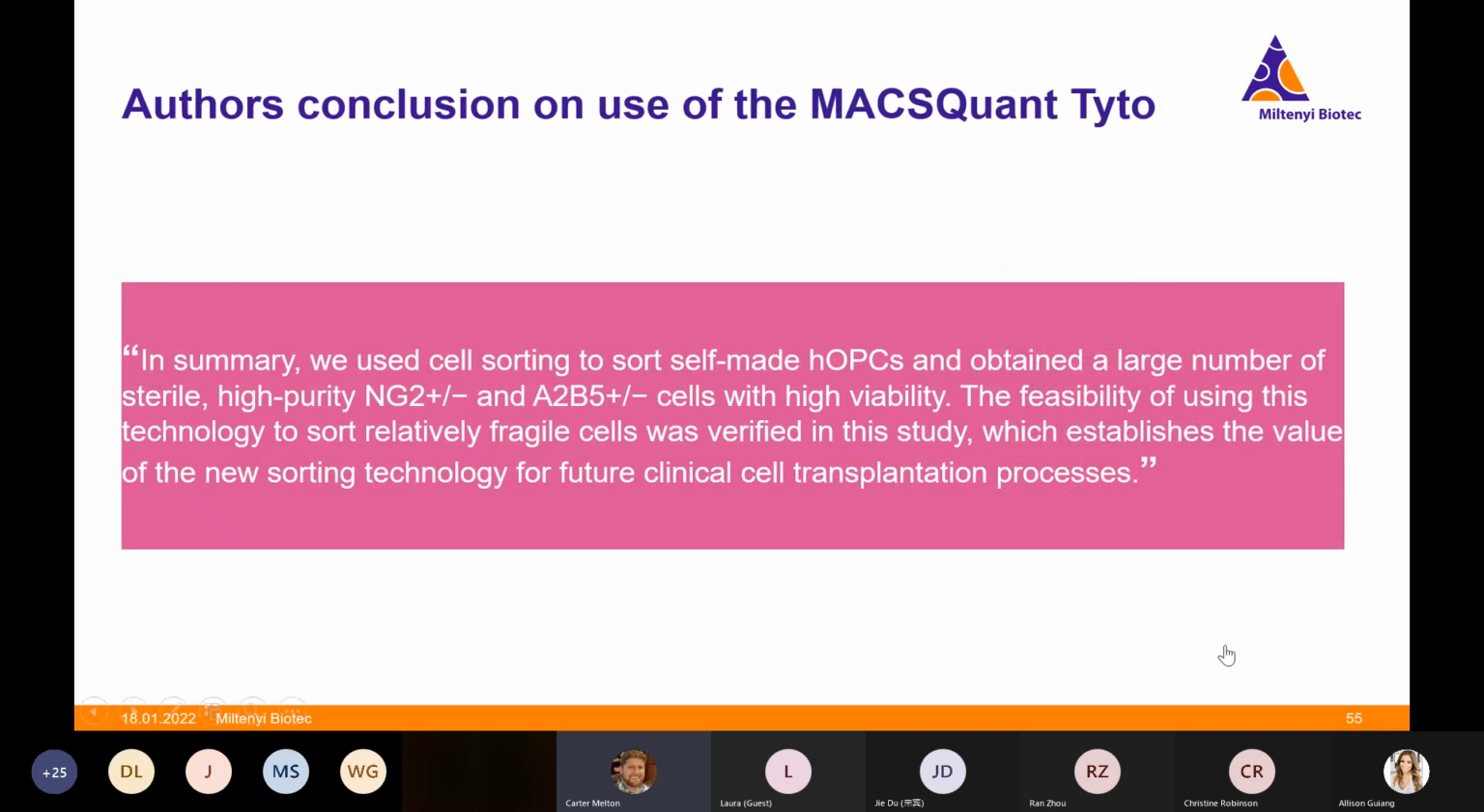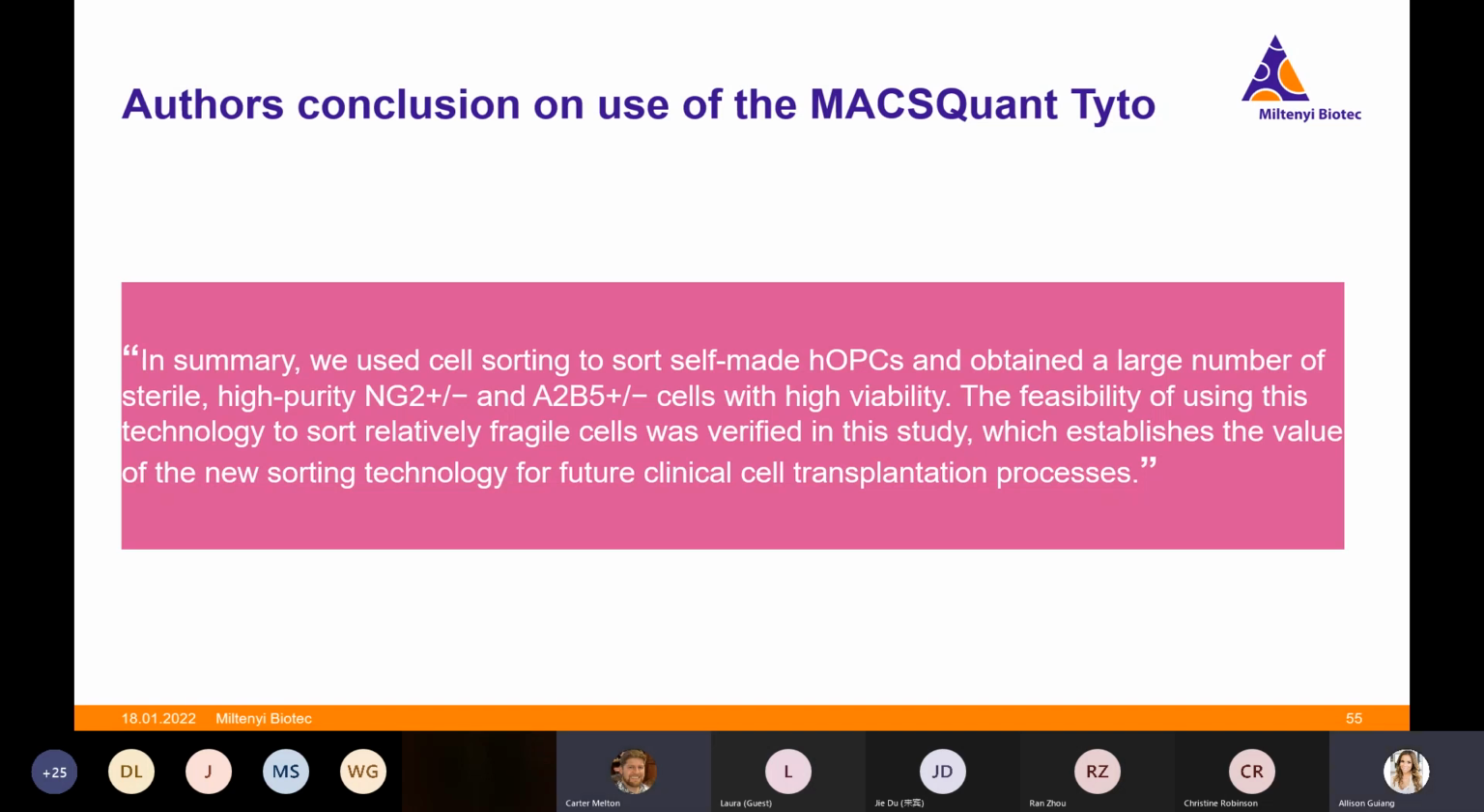And in summary, they were able to sort these HOPCs and obtain a high number of sterile, high purity cells with a high viability, just showing that the Tito really is good for those really fragile cells because it's gentle to the cells, doesn't apply charges, and it is sterile.